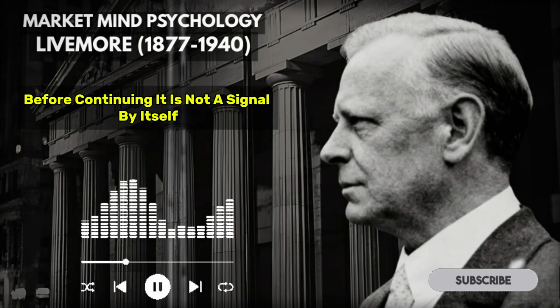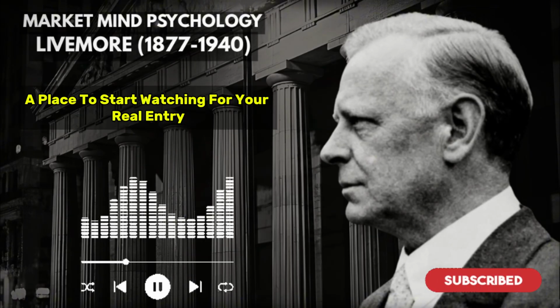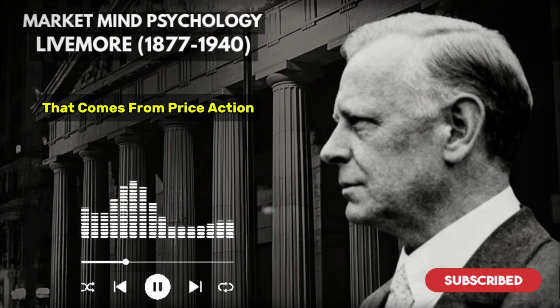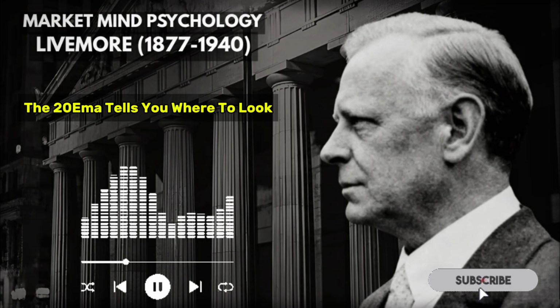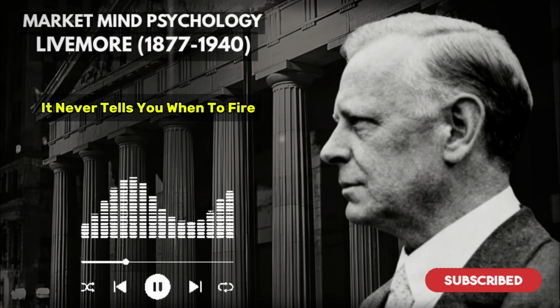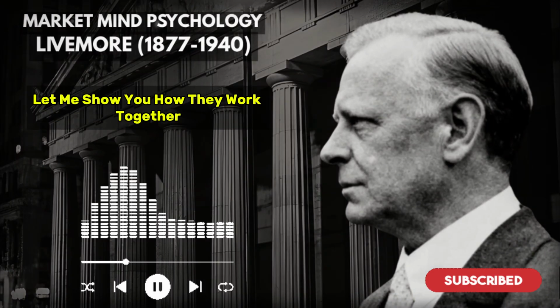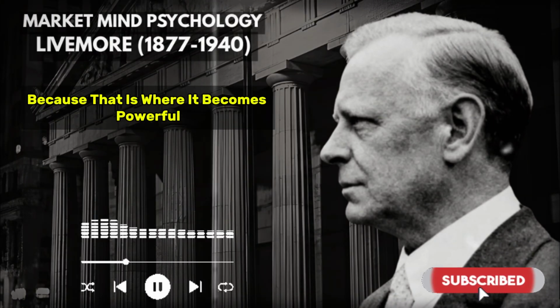It is not a signal by itself. It is a zone, a place to start watching for your real entry that comes from price action. The 20 EMA tells you where to look. It never tells you when to fire. Let me show you how they work together, because that is where it becomes powerful.